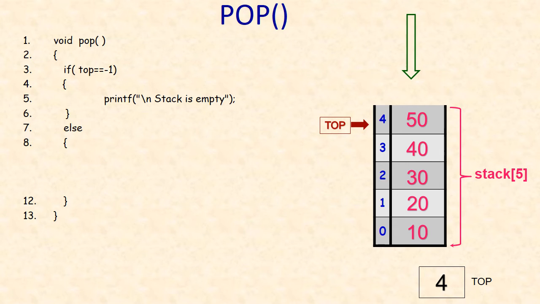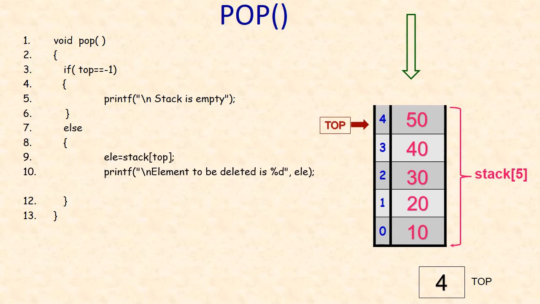Now initially assume that we have a stack filled with 5 elements and the top is pointing to the 5th element. So the index value of top is 4. Now what you want to do is delete the top item. Before deleting the top item, let us display the item we are going to delete. So I took that value, stack of top, into the variable ELE, and I will display ELE so that 50 will be displayed.